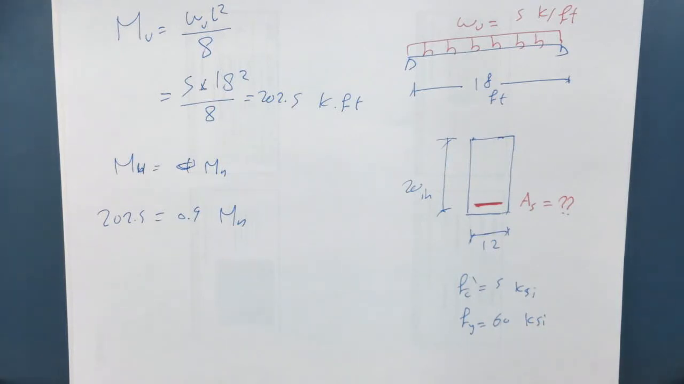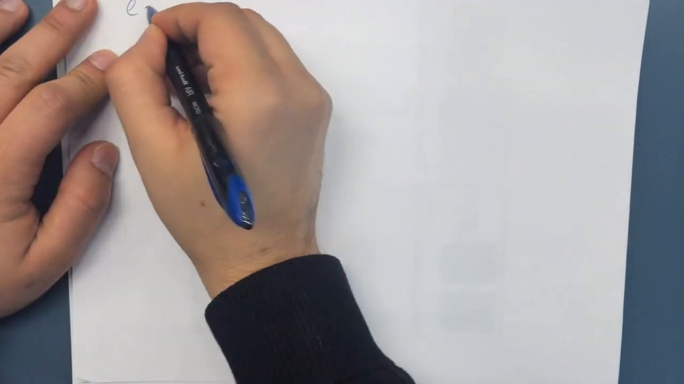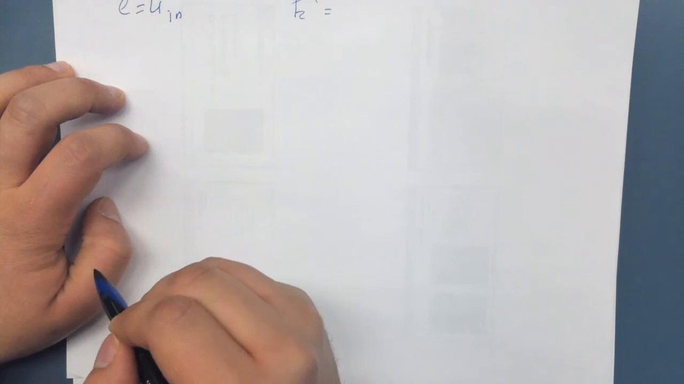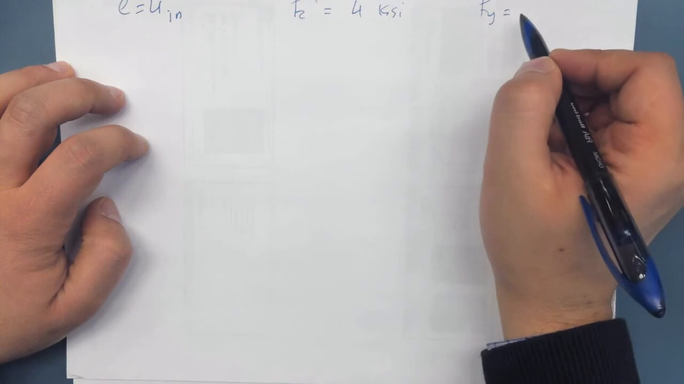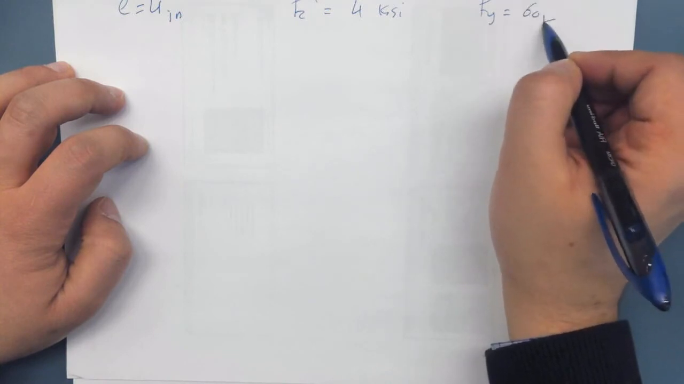The problem says we have a load acting on a rectangular section, this section over here, with an eccentricity of 4 inches. So the eccentricity of this section is 4 inches. It doesn't matter to which side, both of them, we're dealing with eccentricity in absolute. And you are given your FC prime, which is 4 KSI. Your F yield is 60 KSI.